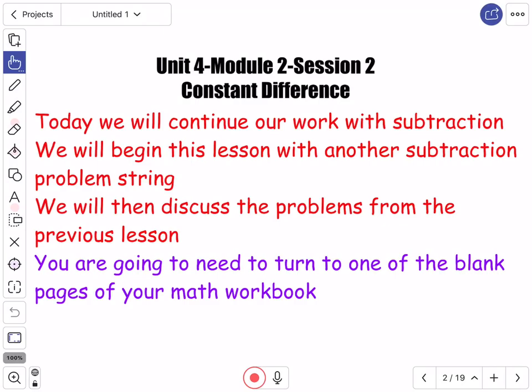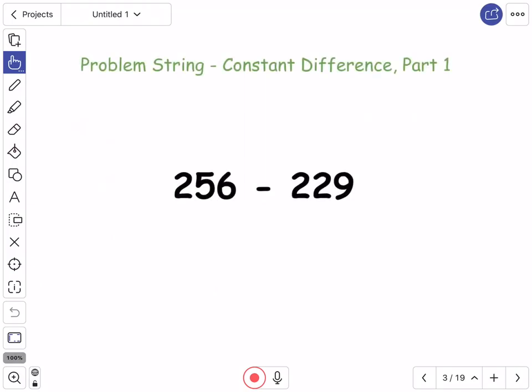lesson. You are going to need a pencil, and you're also going to need to turn to one of the blank pages in your math workbook for this, all right? So I'll give you a little bit of time to get to a blank page, and then we will start our problem string for today. All right, we're going to go ahead and get started. So the first one in our problem string is going to be 256 minus 229.